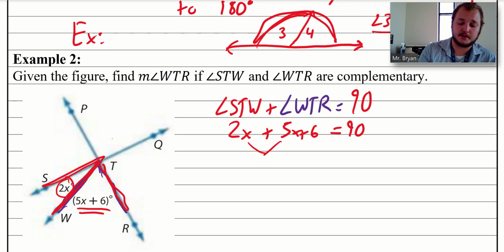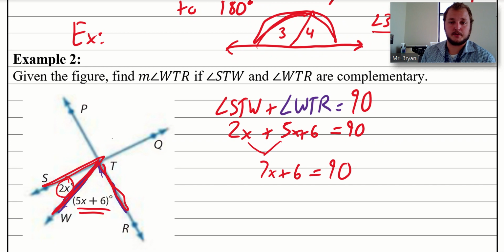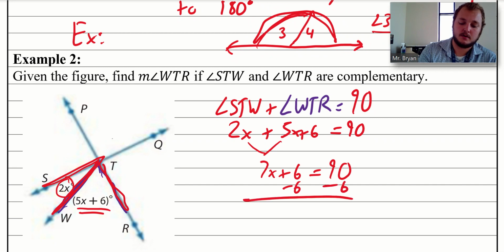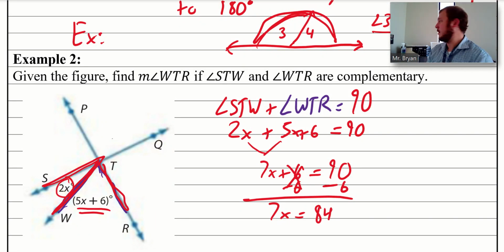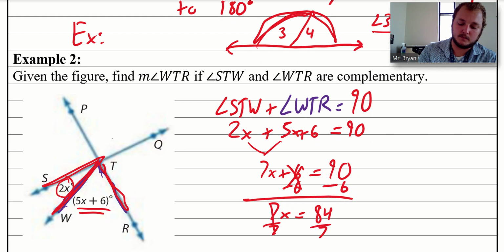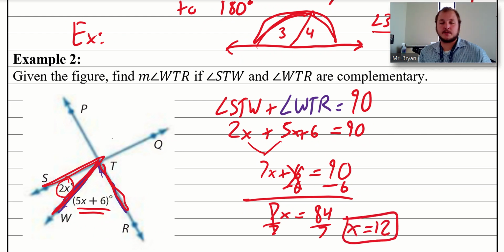Okay, so I see x is on the same side of the equation. I can combine 2x and 5x to be 7x, and then plus 6 equals 90. Next step here, subtract 6. I get 7x equals 90 minus 6, which is just 84. And then last step here, divide by 7, and I'm going to get x equals 12. Okay, that's what I find for x.